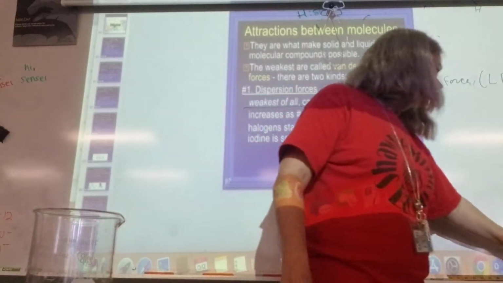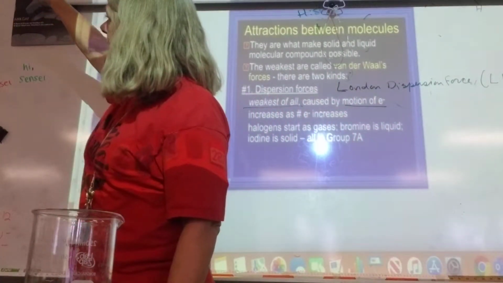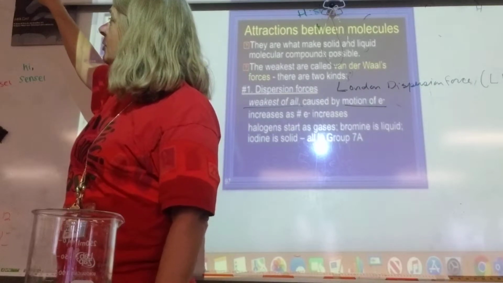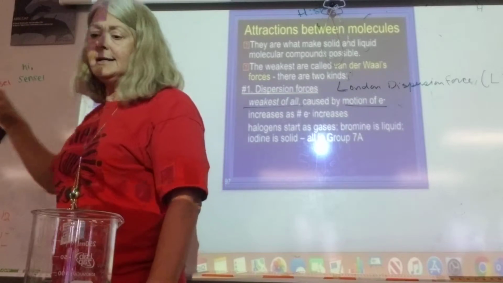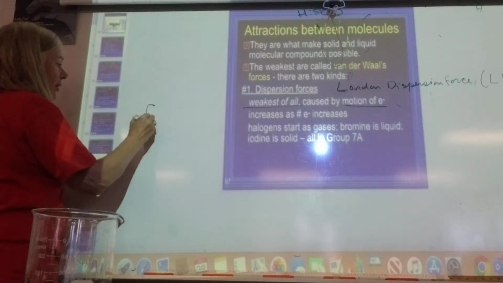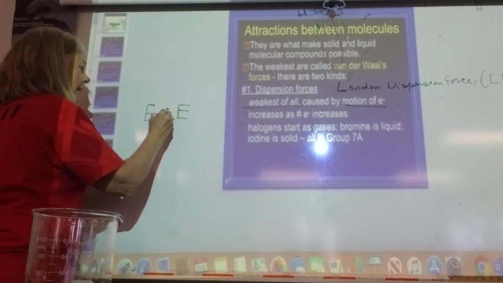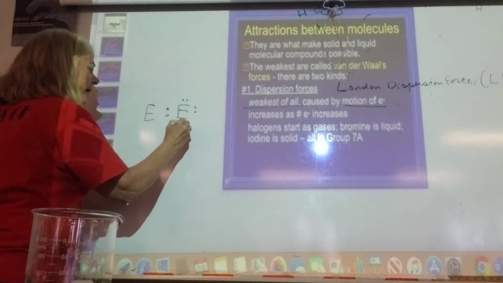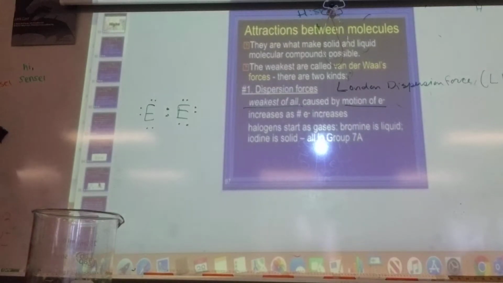Everybody's favorite group of elements to look at are these right here. Fluorine is a gas, chlorine is a gas, bromine's a liquid, and iodine is a solid. Yet each one of these, and I'm going to use the letter E for element, every one of those halogens has the same electron configuration, just like this. Now they're diatomics, but I'm just going to pretend they're not.